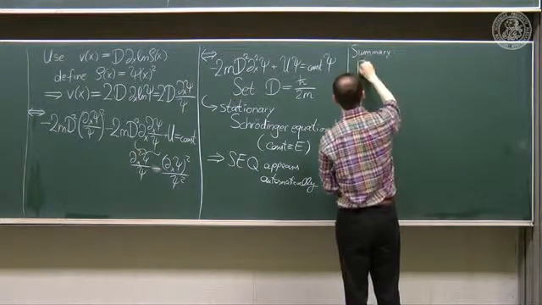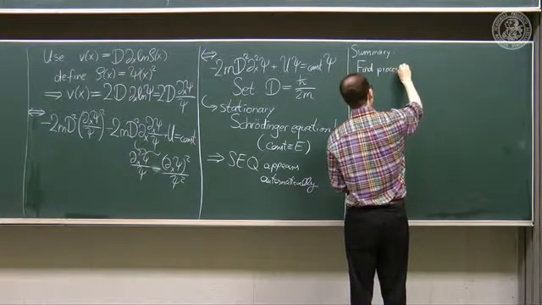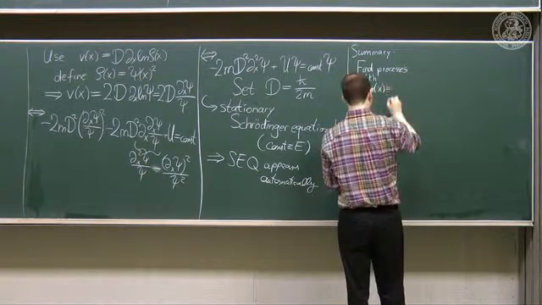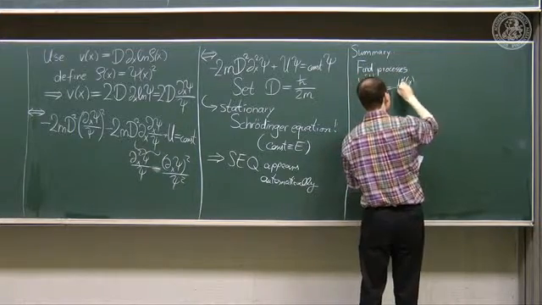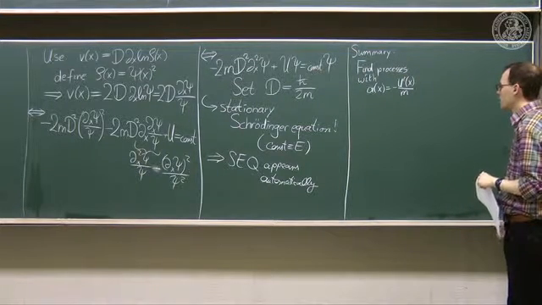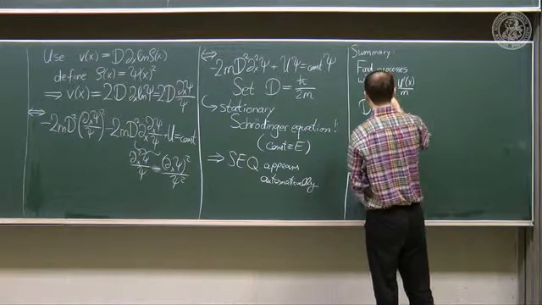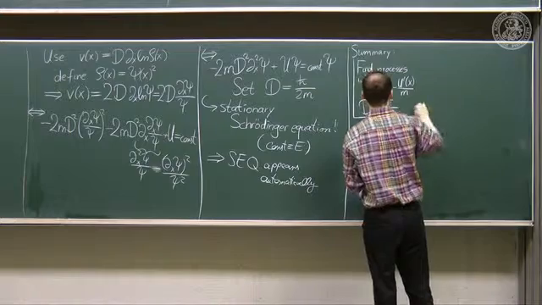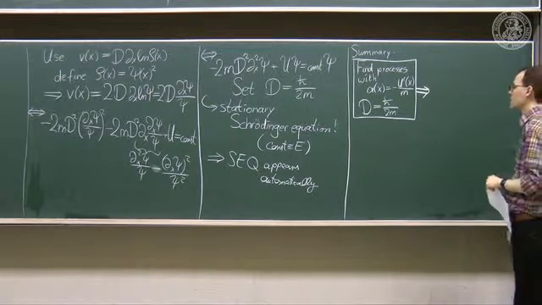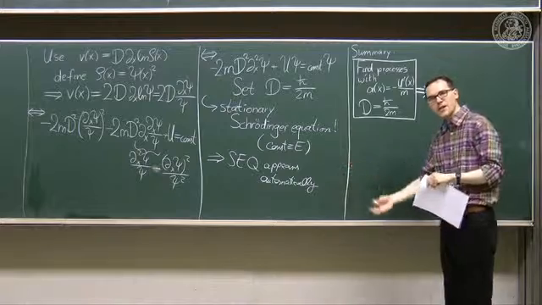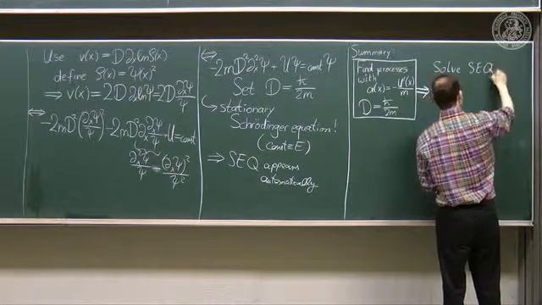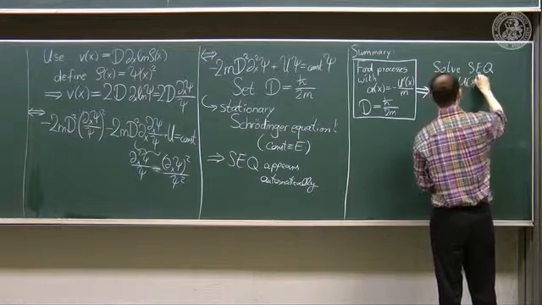our task was simply to find a process with a specified acceleration field, namely the one you would expect from Newtonian physics, minus gradient u divided by the mass, and setting d to have some value h bar over 2m. And the result, after some mathematical manipulations, has been that the most efficient way of finding these processes is actually to solve the stationary Schrödinger equation for this particular potential u of x and that particular mass.